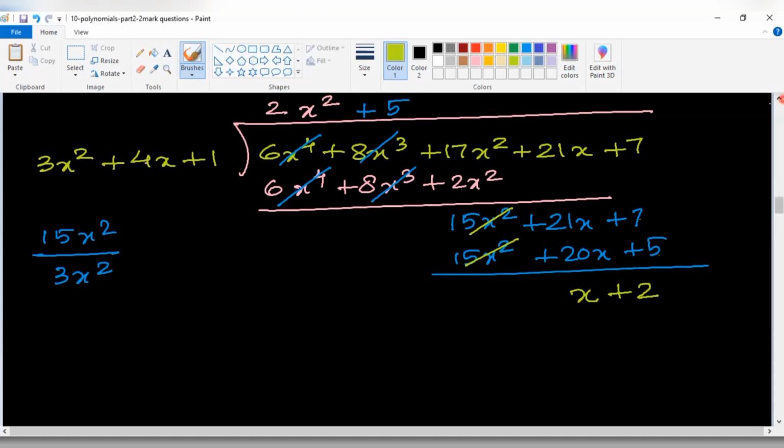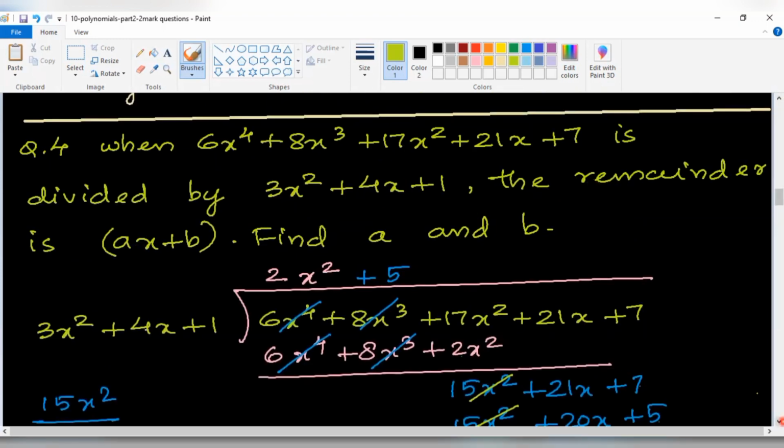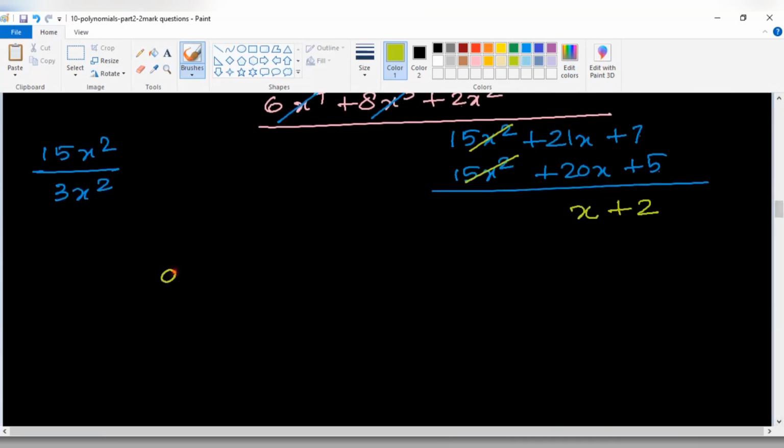And the question is given that the remainder is ax plus b. See, the remainder is ax plus b. So we can write ax plus b is same as x plus 2. So by comparing, what we get, a is 1. See, here we have a 1, but normally we won't write that. 1 is a silent part and b is 2.